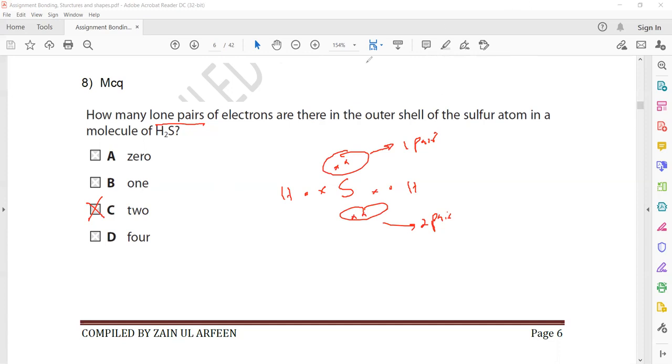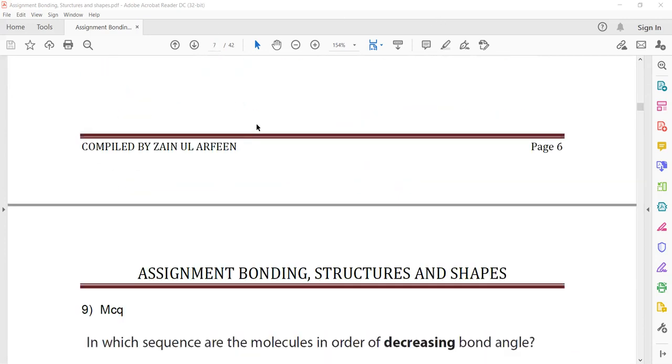They're not asking the total number of electrons, they're asking how many lone pairs of electrons. So you are checking the pairs, not the number of electrons. 2 electrons will make a pair.